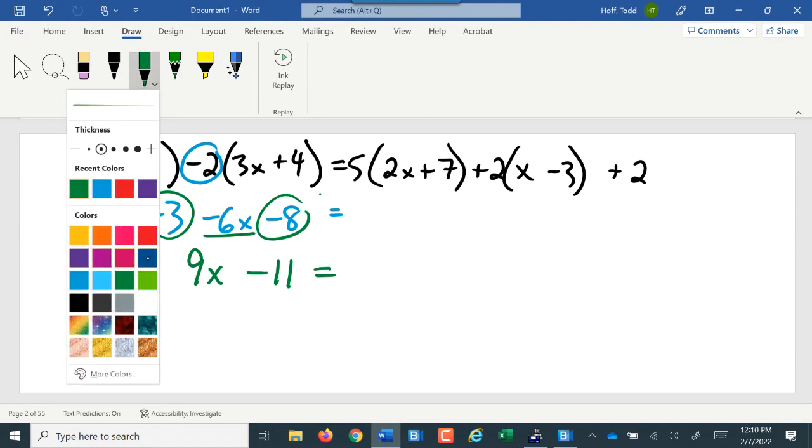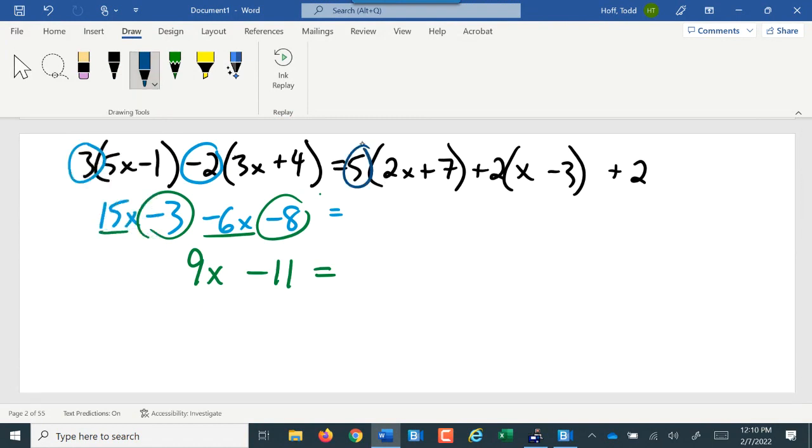On the right side, first parentheses, nothing to combine. So we'll multiply by the 5. 5 times 2x plus 7 is 10x plus 35. Second parentheses, again, nothing to do inside there, so we'll multiply by the 2. 2 times x minus 3 is a positive 2x minus 6. Then the parentheses ends there, so there's no more multiplication, so there's nothing happening to that 2 quite yet.